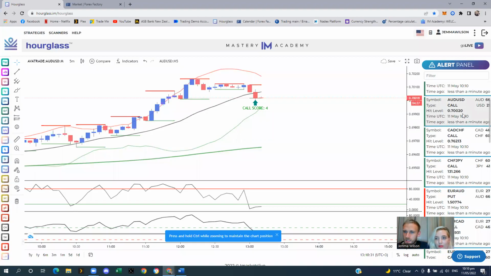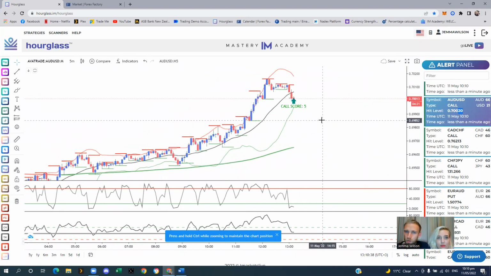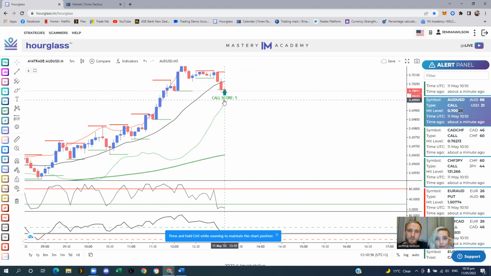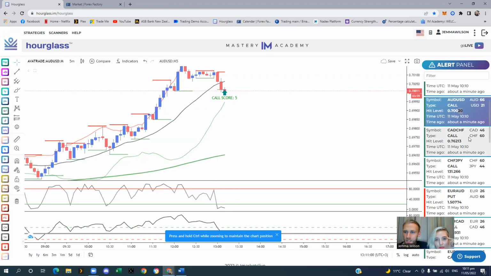AUD USD. Now you'll notice here the entry was 020. The scanner called it out at 020. But what I like to do is hover above the resistance line, and for me it says 018. And it looks like it's actually come down to this one here, which is, there you go, 011. And you can see that it uses previous support and resistance. So I think we've got a solid support zone here. Now we just needed to turn around.